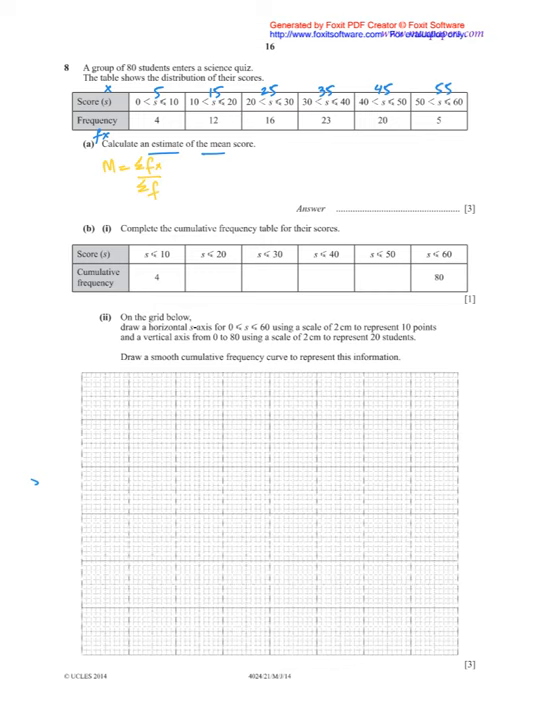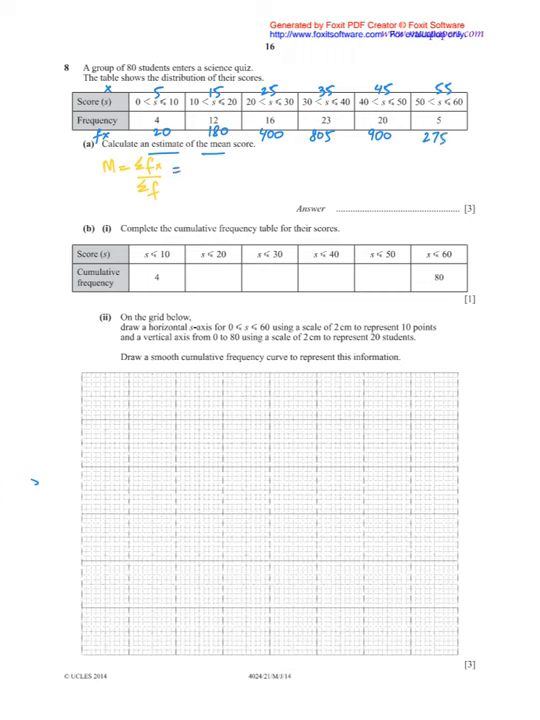Now you need to multiply your frequency with the midpoint. So the first one, 4 times 5 is 20. The next one, 12 times 15 is 180. 16 times 25 is 400. 23 times 35 is 805. 20 times 45 is 900. And the last one, 5 times 55 is 275.